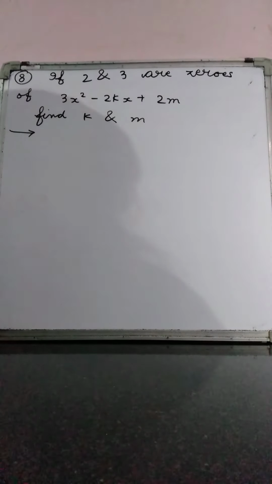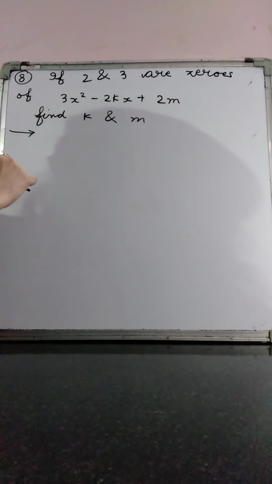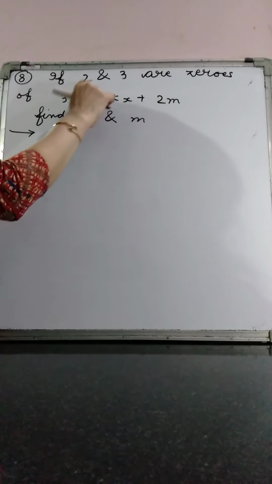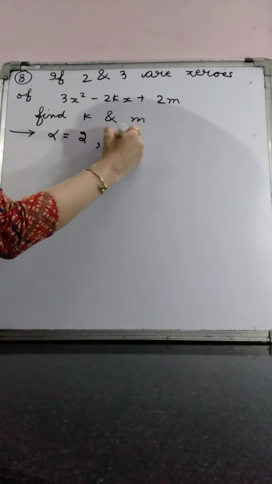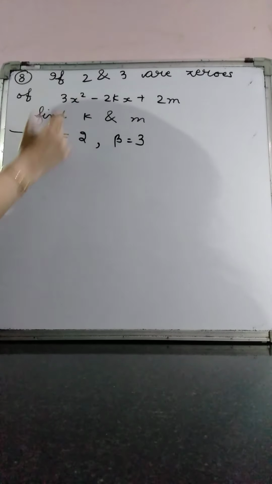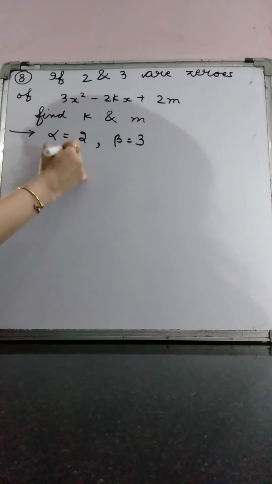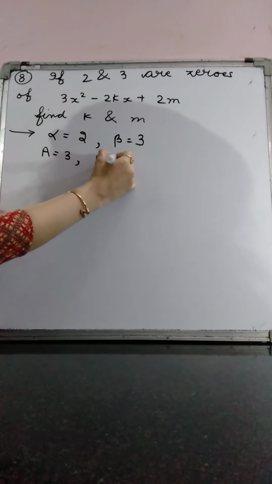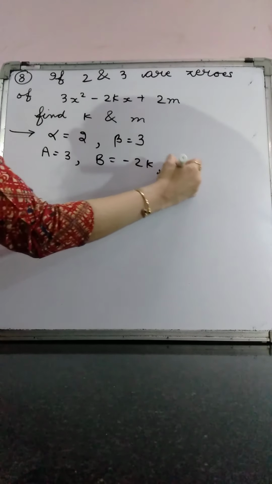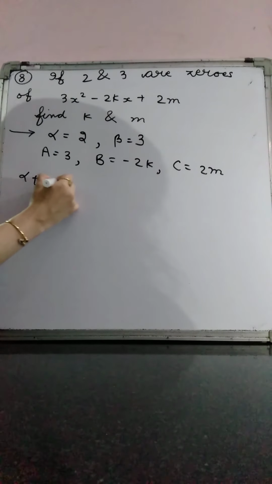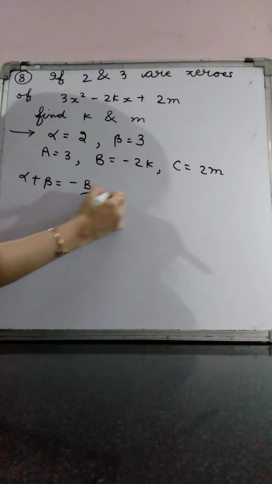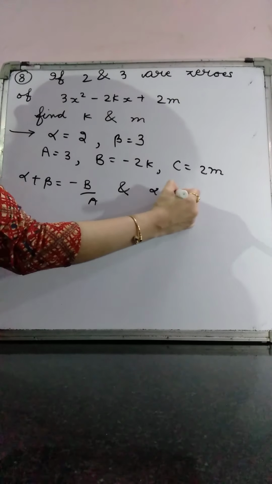If 2 and 3 are zeros of this polynomial, find the value of k and m. If 2 and 3 are zeros, so alpha is 2 and the value of beta is 3. Compare it. Then the value of a is 3, the value of b is minus 2k, and the value of c is 2m. Apply. Alpha plus beta is minus b by a, and alpha into beta is c by a.